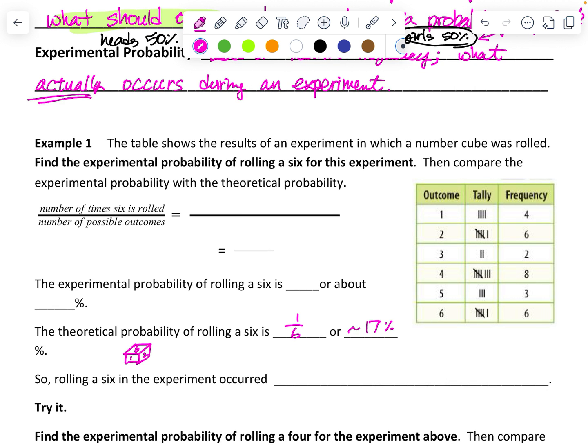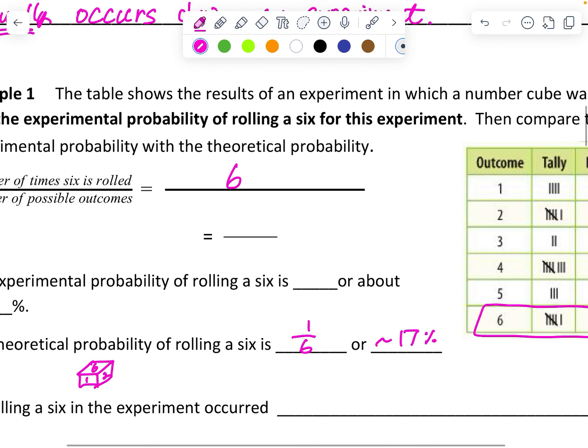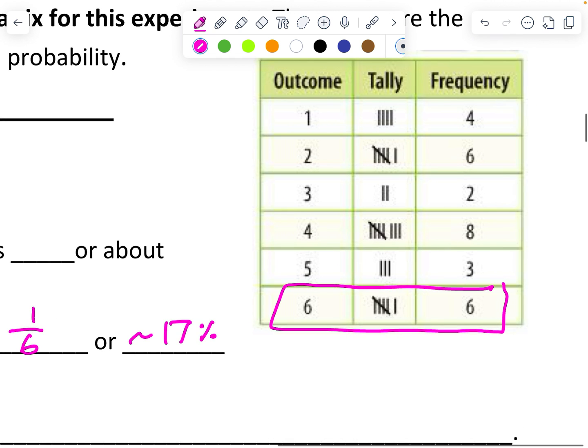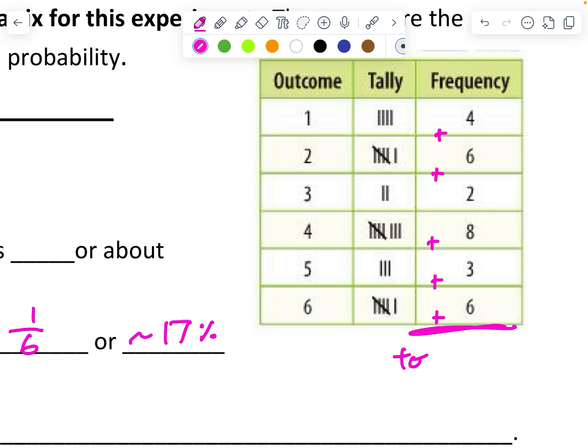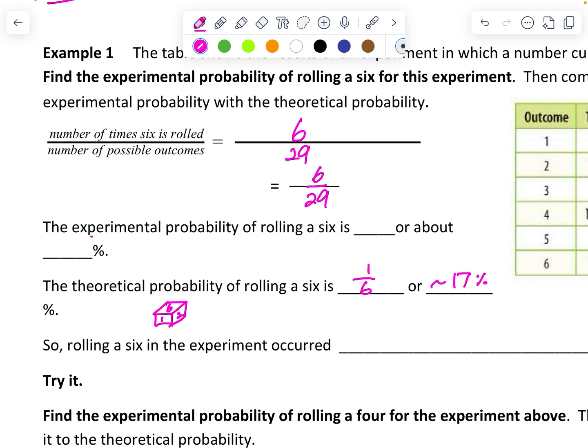So let's look at this now. We're talking about rolling a 6. A 6 was rolled 6 times out of the total frequency. You do 4 plus 6 plus 2 plus 8 plus 3 plus 6. If you add up all of them, the total number of rolls was 29. So you got 6 over 29. So the experimental probability of rolling a 6 is 6 over 29.